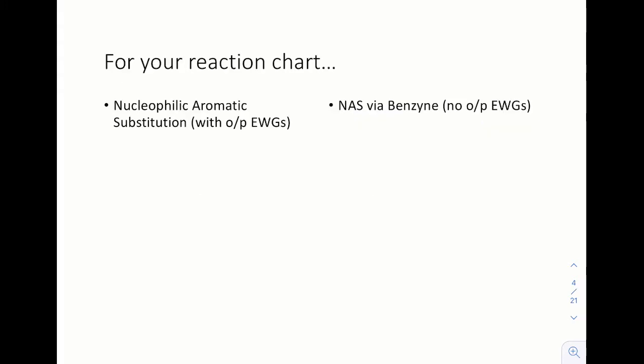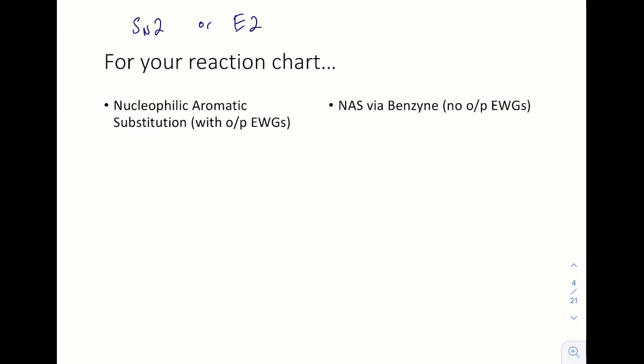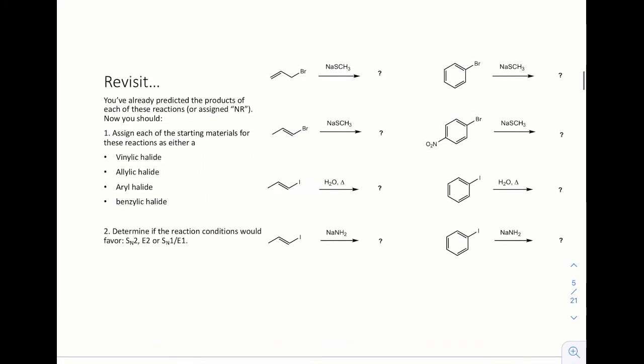There are two reactions for your reaction chart, and these are general types of reactions, much like SN2 or E2 or SN1 E1. Those were types of reactions. So nucleophilic aromatic substitution is a general class, and we can make some descriptions, some generalizations, but you should be detailed in how you describe these reactions so that you can look for them. So these are the two. Let's get started learning about them, and then we will summarize at the end.